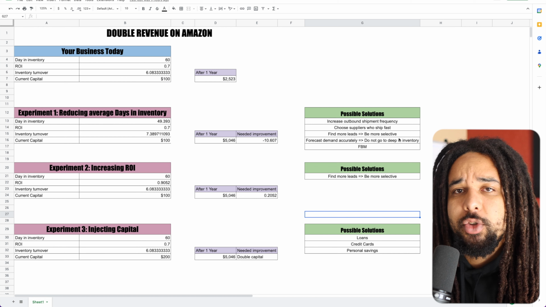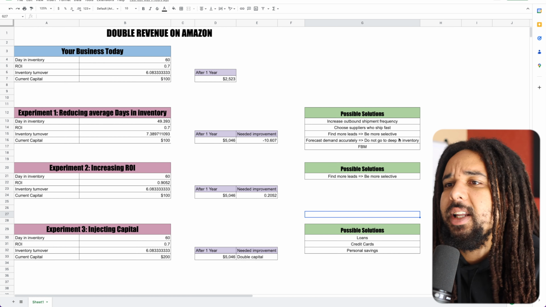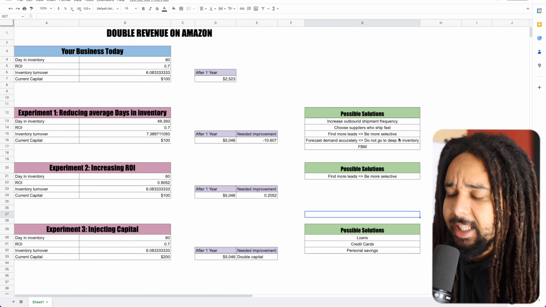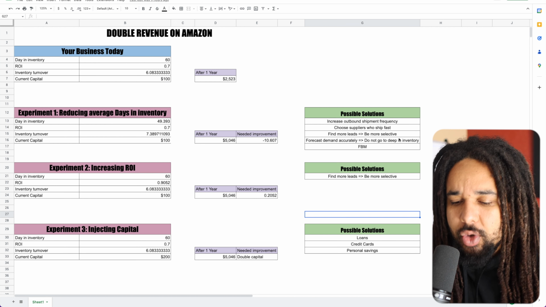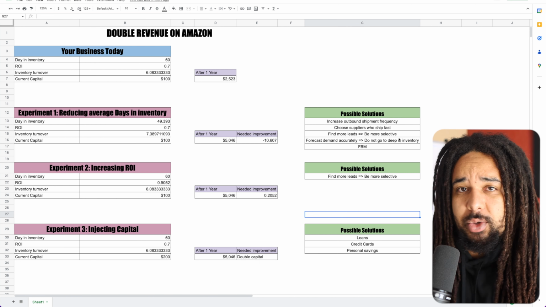Another thing you can do is increase the frequency of outbound shipments you send. So if you send a shipment to Amazon once a week, try to split it in 2 and do it twice a week. So let's say, for example, you do it every Monday, do it Monday and Thursday. That way your items will get in stock way faster, right? So this is a little way you can shave down.